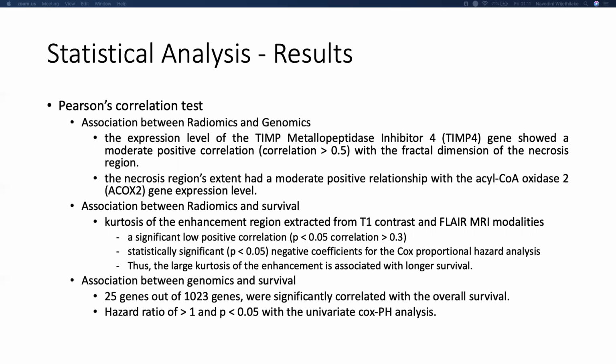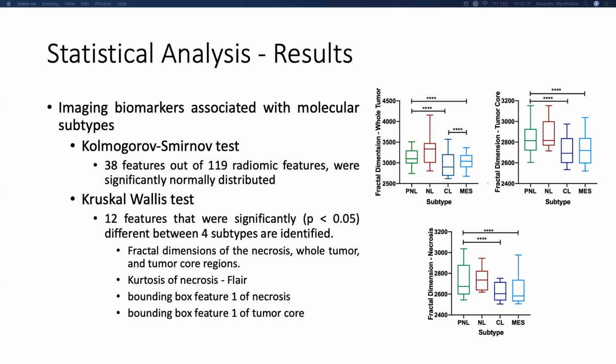Besides, the correlation between the imaging and the genomic markers were also assessed. Thus, the expression level of TIMP4 gene showed a moderate positive correlation with the fractal dimension of the necrosis region. Similarly, the necrosis region's extent had a moderate positive correlation with the ACOX2 gene expression level.